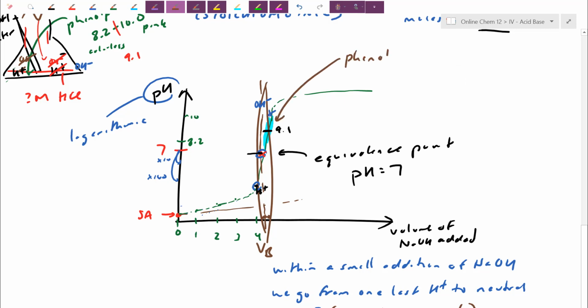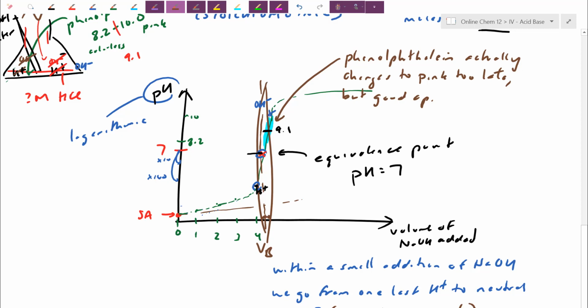Phenolphthalein, this is the indicator that we very often use. Phenolphthalein actually changes to pink too late, right? Because we're looking for the pH 7. That's when I should have stopped. Phenolphthalein only changes color roughly around 9.1, but it is a good approximation.